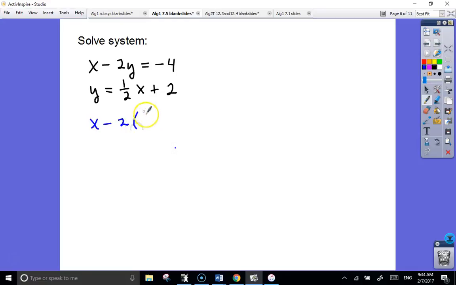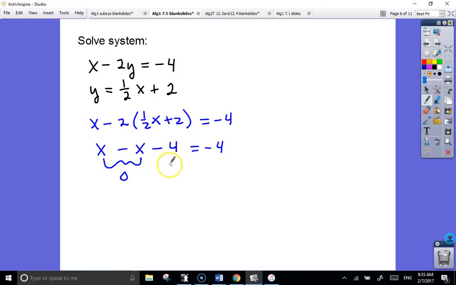Then, in parentheses, 1/2 x plus 2 equals -4. All right, now simplify. What's -2 times 1/2? So minus x. -2 times 2, minus 4 equals -4. So these two cancel. Combined like terms cancel, and you get -4 equals -4.